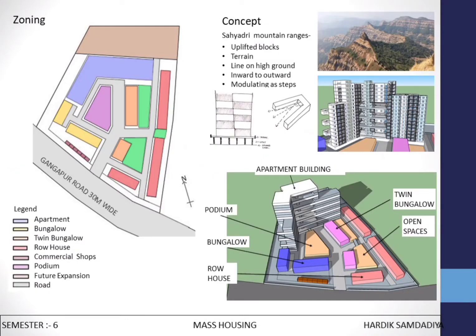The concept I took in design is of the Sahyadri ranges, with keywords from it such as uplifted blocks, terrain, line on high ground, inward to outward, and modulating as steps. The ideology behind this is to create a modulation in height with an open space between each for connection with the realm of nature.